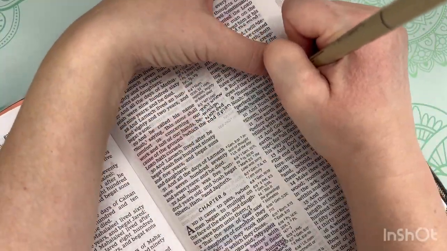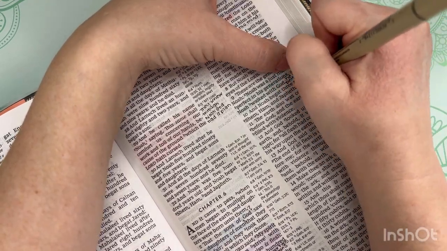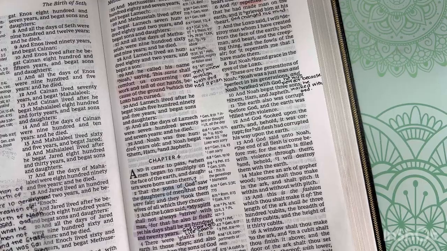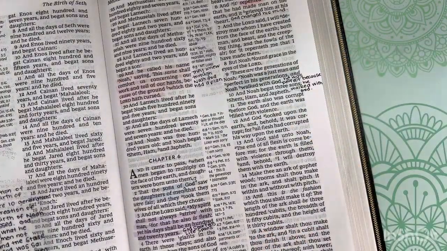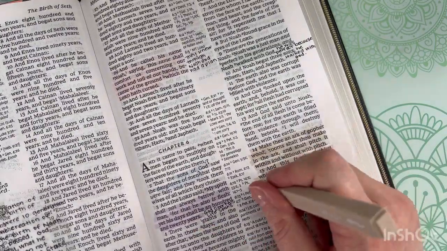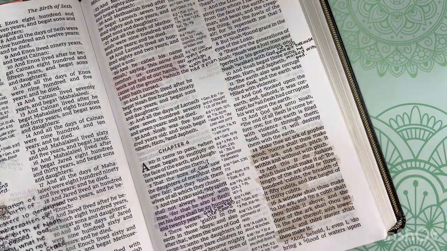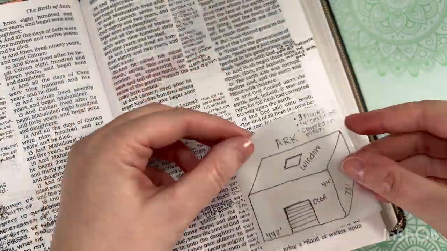I highlighted chapter 6, verse 9, and I wrote, and he was perfect because he walked with God. God said that Noah was perfect, not because Noah was a perfect person. It was simply because of the fact that Noah walked with God. And God found that to be perfect just simply because he did that.